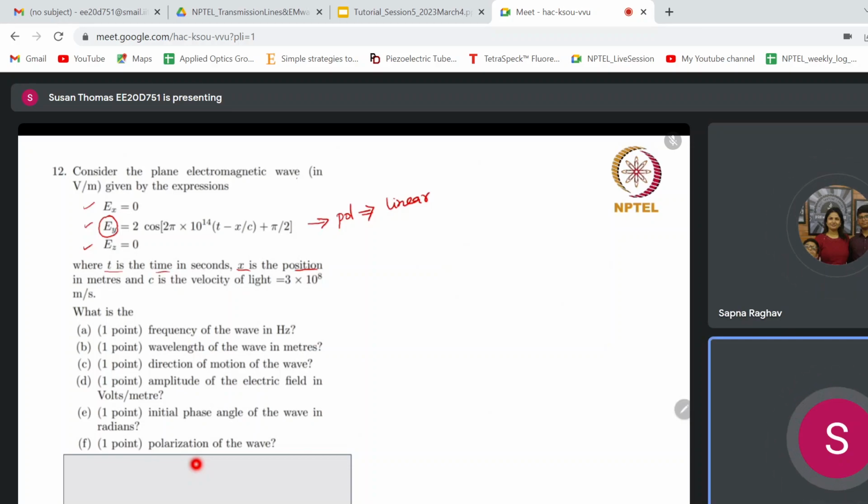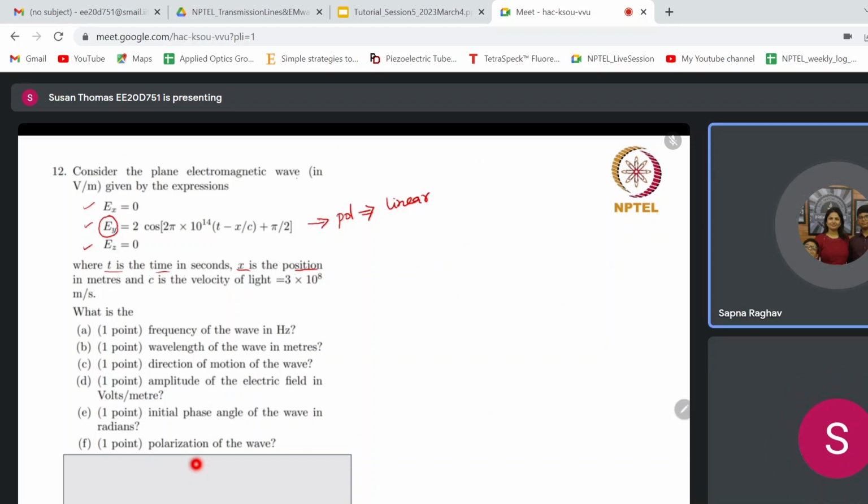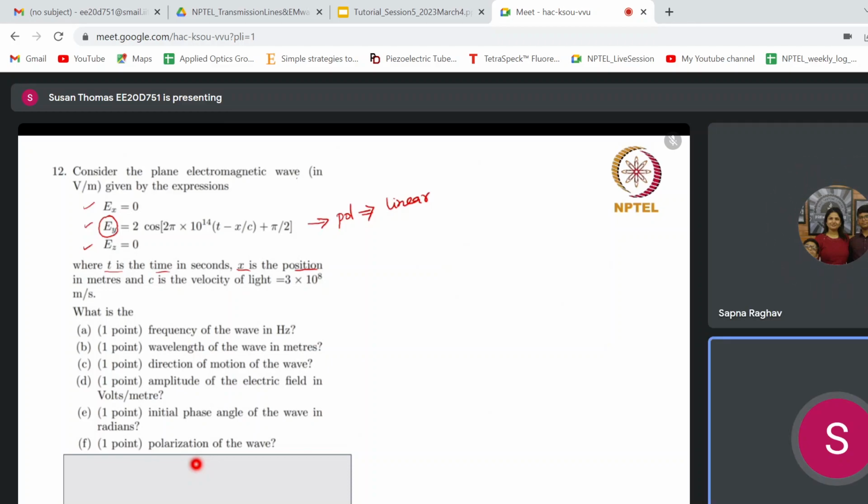Ma'am, a question. What I understand from polarization is that it should be about something related to maybe a circle or an ellipse, but linear, why do we call linear polarization? Okay.